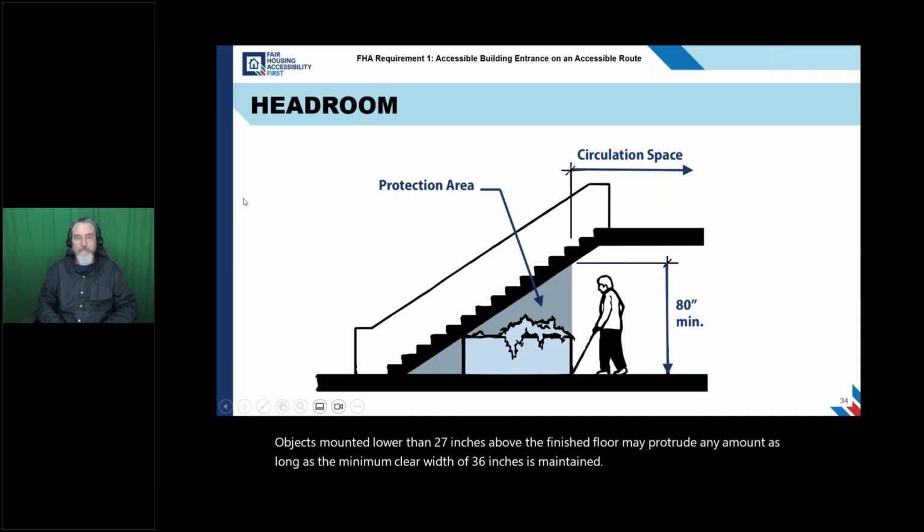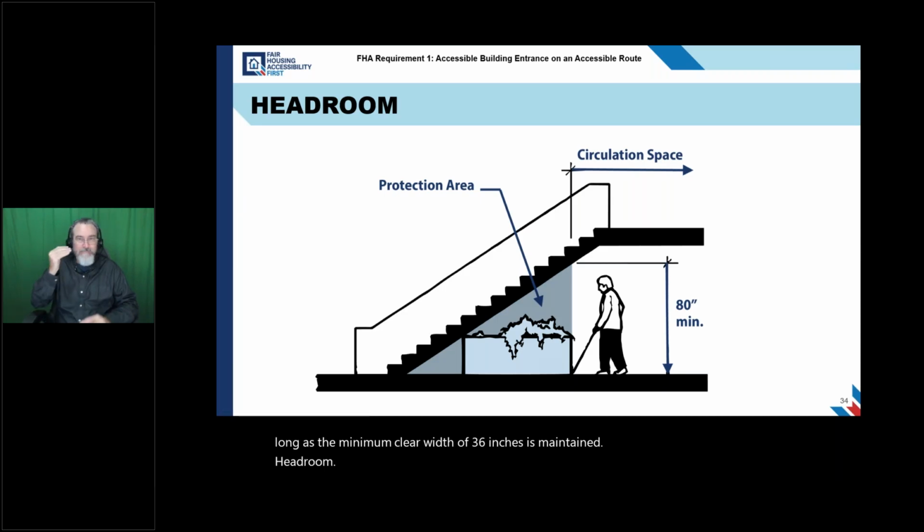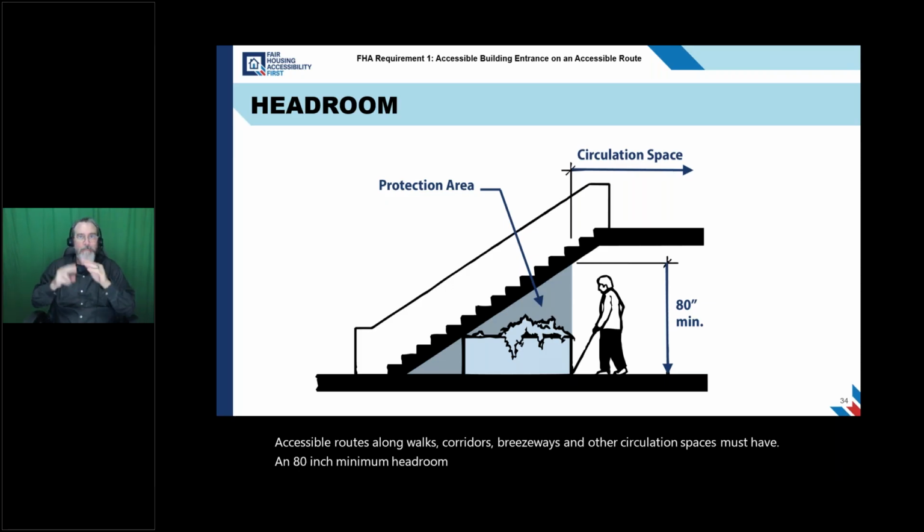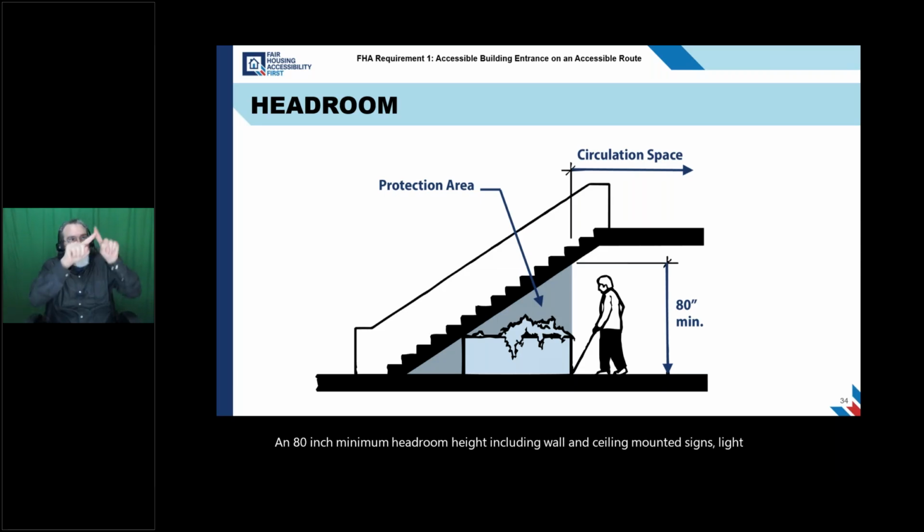Headroom. Accessible routes along walks, corridors, breezeways, and other circulation spaces must have an 80-inch minimum headroom height, including wall and ceiling mounted signs, light fixtures, etc.